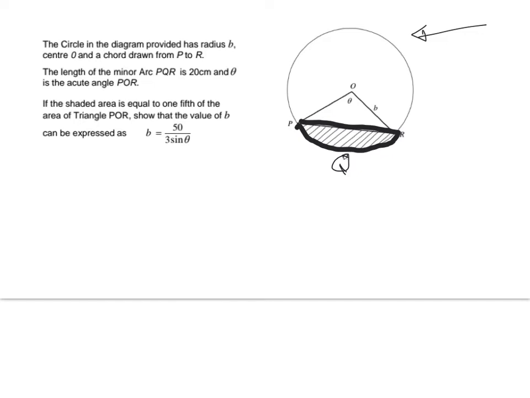Then we're told that we have to show that if the shaded area, so that's the area of this segment, is equal to 1/5 the area of this triangle, show that the value of B can be expressed as this. So when we're trying to show something, we can't use that fact in our working on the way through. We have to start really basic and look at what we know. Well, the first thing that we're told is something about the length of the minor arc.